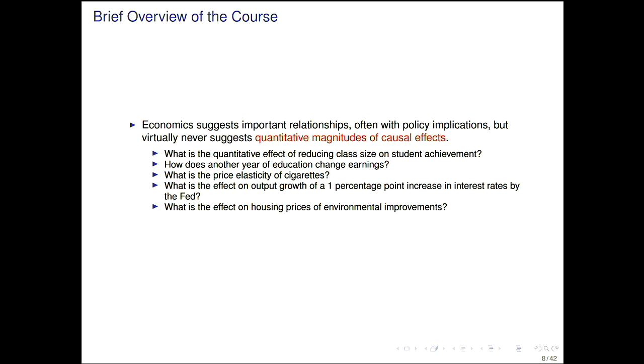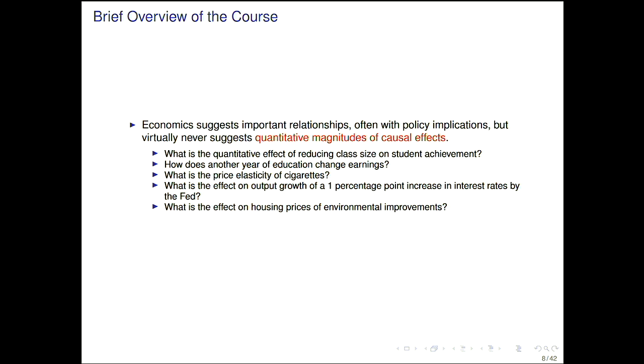So here I list some examples. What is the quantitative effect of reducing class size on student achievement? Here we have a really large class. If we reduce the class size by half, then what would be the expected student achievement? And the second example is, if you do this master's program, then compared to the situation where you didn't do a master's, how much additional earning can you make?